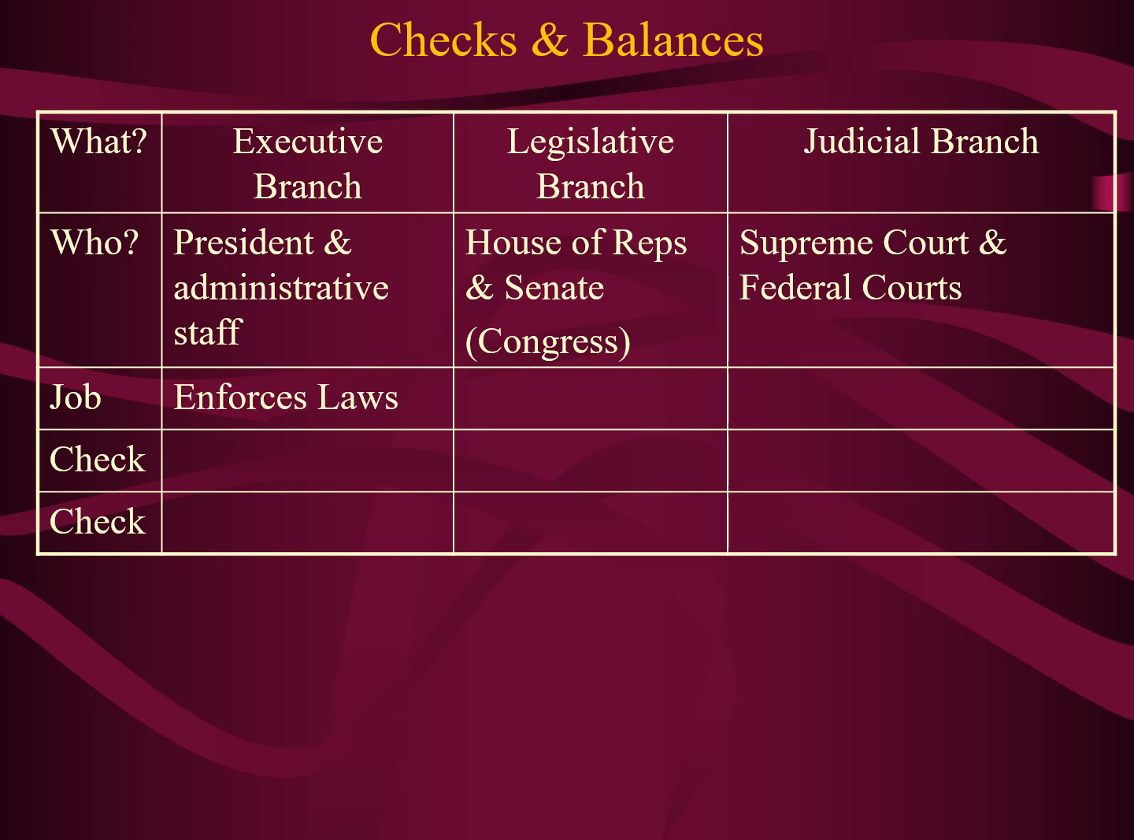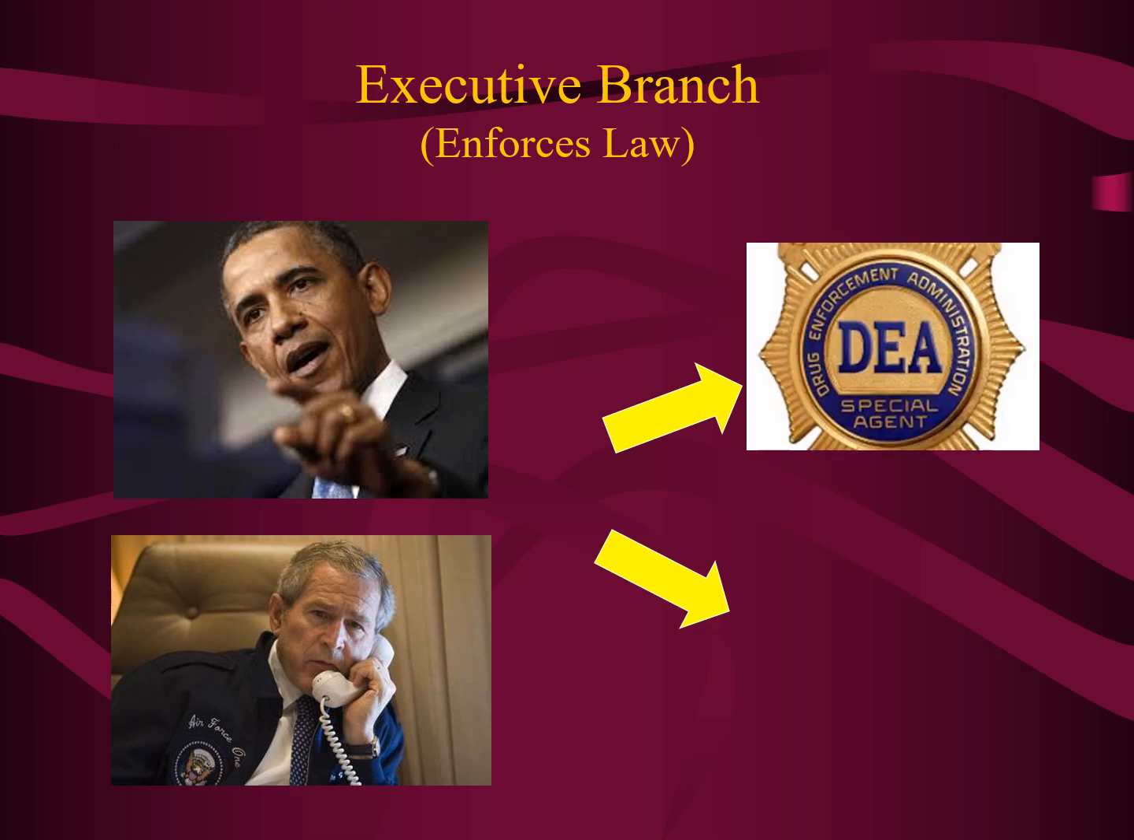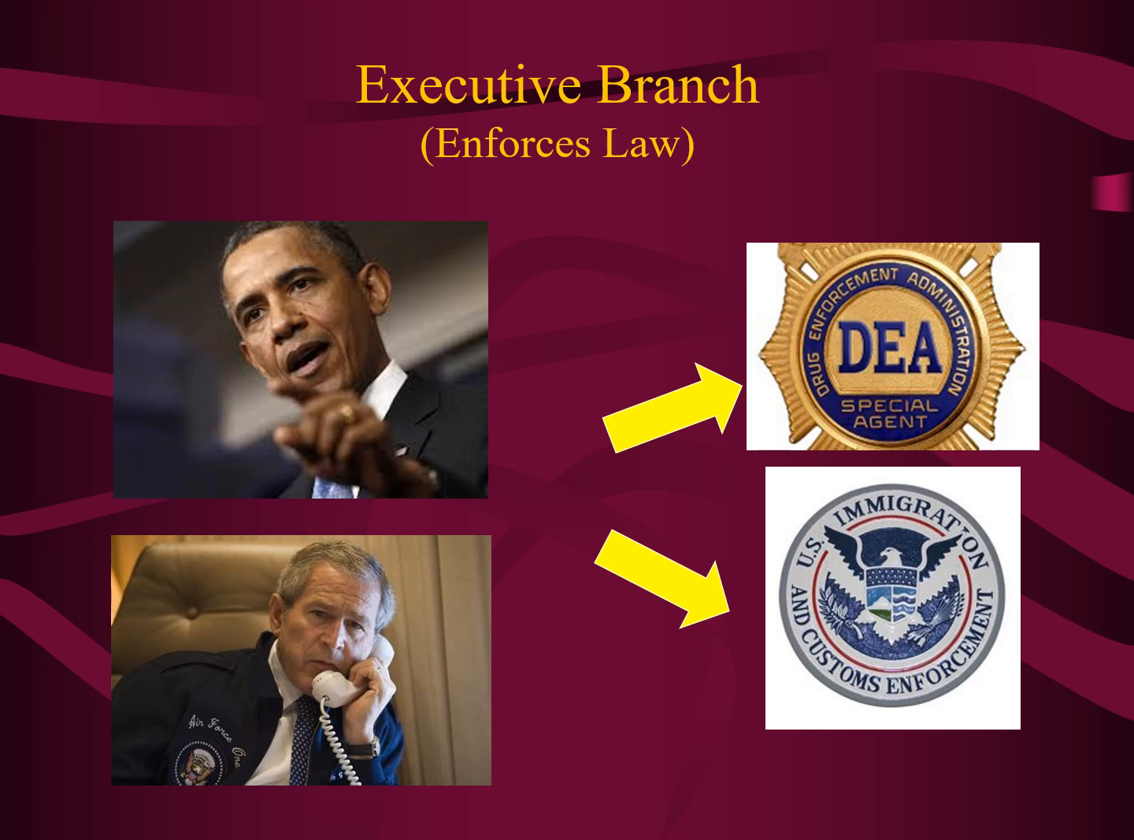A quick 2-word description can identify the job of each branch. The executive branch has the job of enforcing laws. At times, people get confused as to the president's actual role, but here we see President Obama as well as President Bush. They're the ones who enforce laws that are passed by Congress. They do so by providing direction to organizations like the Drug Enforcement Agency or the Immigration and Customs Enforcement Services.